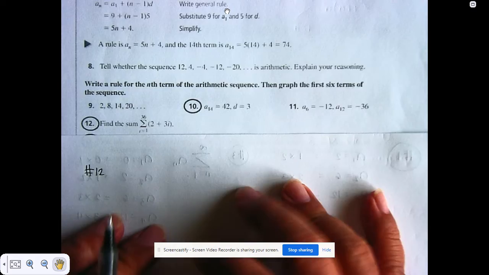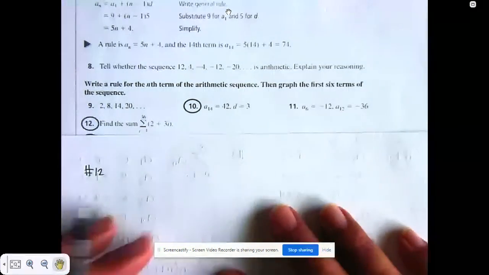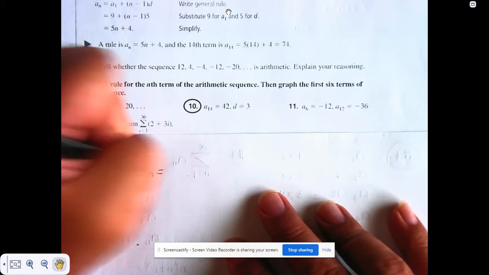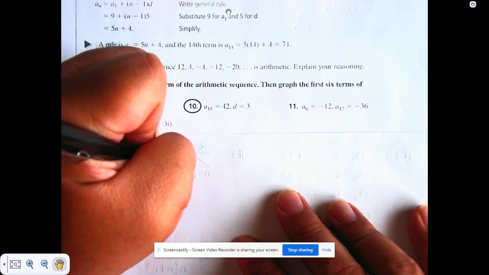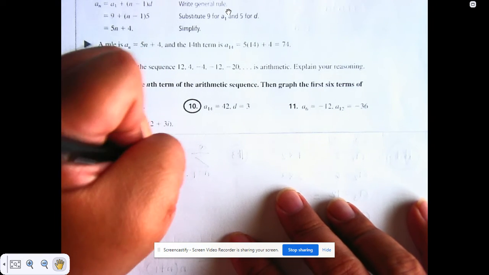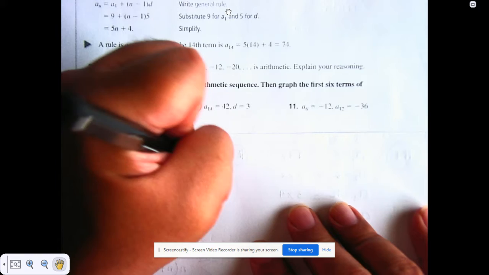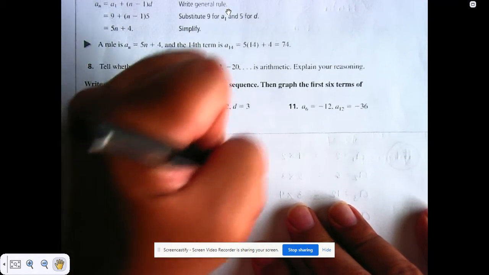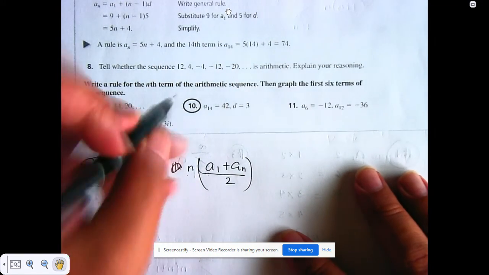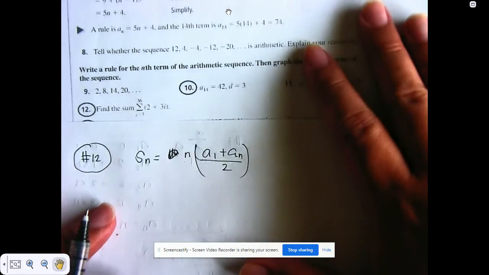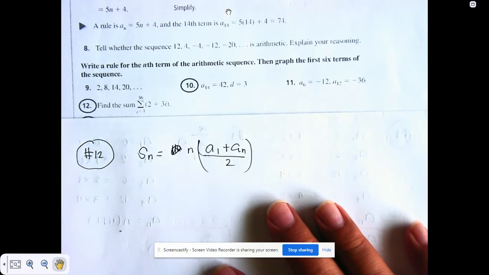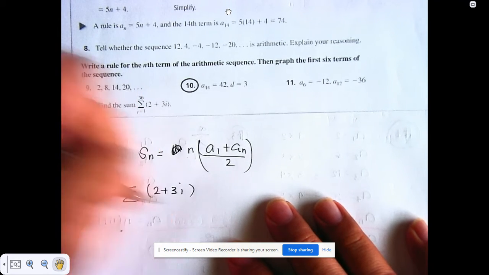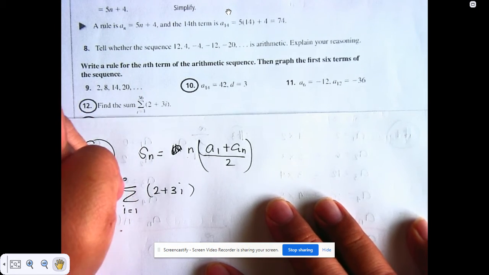Now remember, how do you get the sum? The formula for the sum will be what? S sub n equals n over 2, I'm sorry, n times a sub 1 plus a sub n divided by 2. That's the formula. So we're going to use that. So for the sum, what you have is actually the summation of 2 plus 3i from i equals 1 to 36.